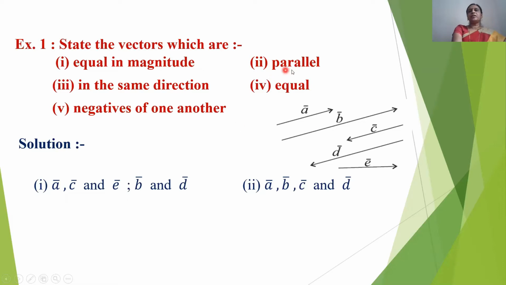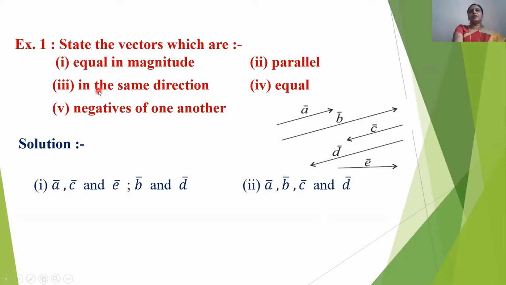Then let's see which vectors are parallel. Here, see A bar, B bar, C bar and D bar. These four vectors are parallel to each other. Direction is not important. They may be along the same direction or opposite direction. Only see whether they are parallel or not. These four vectors are parallel to each other. Therefore, write the answer of second: A bar, B bar, C bar and D bar are parallel vectors.